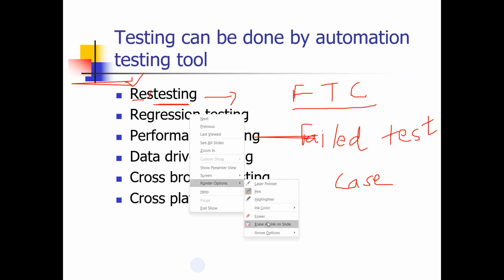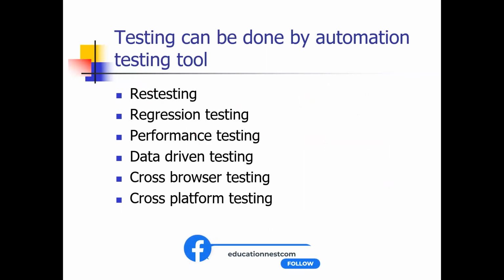Junior testers mostly do this testing, and they submit the report to the senior tester if there are no issues. If there are issues, they will send it to the developer. The developer fixes it, and again the tester will do the testing. That is all about retesting.